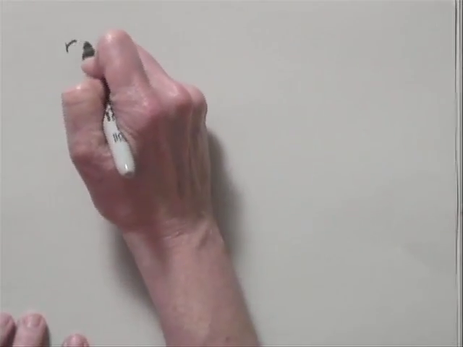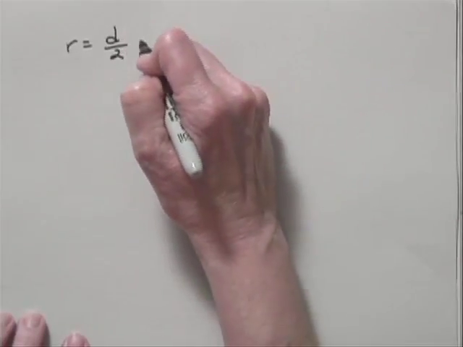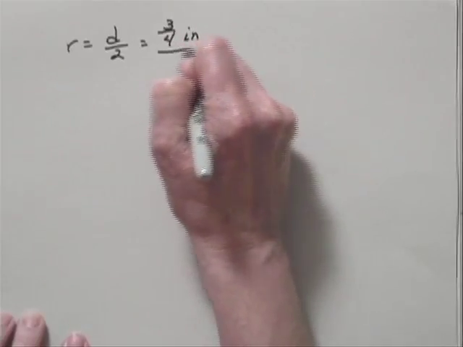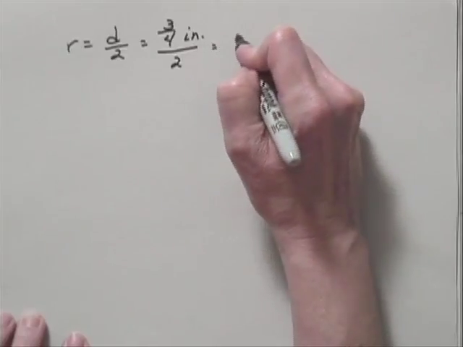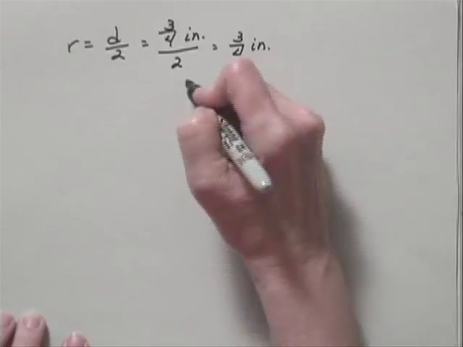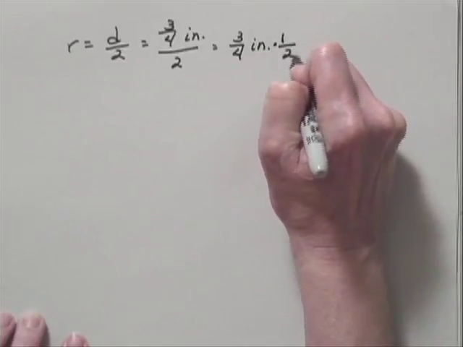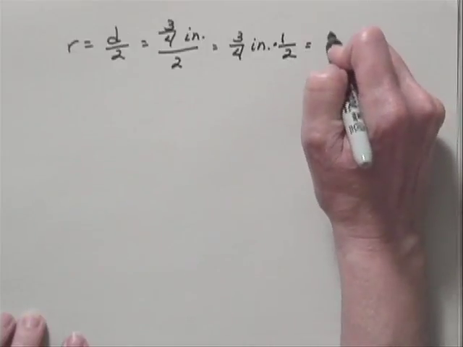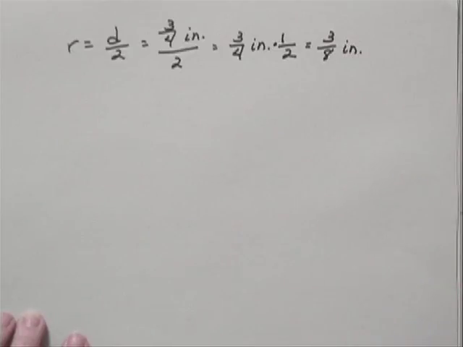We know that the radius is equal to the diameter divided by 2, or half the diameter. So here we have 3/4 inch over 2, and this is 3/4 inch times the reciprocal of 2, which is 1/2, and 3/4 times 1/2 is 3/8. So the radius of the base is 3/8 inch.